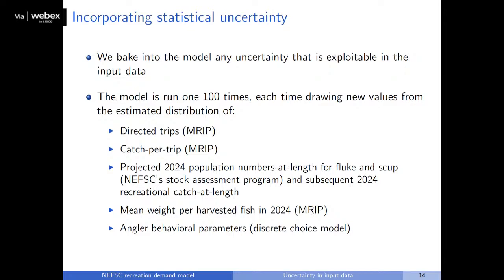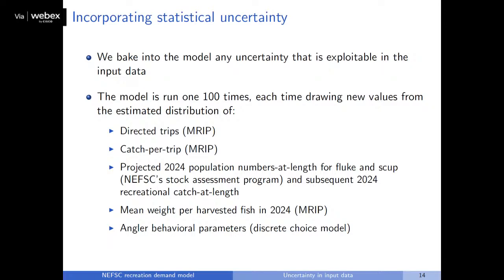Well, first to note is that we are incorporating the uncertainty in those point estimates of directed trips for our baseline year, which is 2022. So if those point estimates have high variance or they're uncertain or high PSEs, then we're going to get a lot of variance in the result outputs.